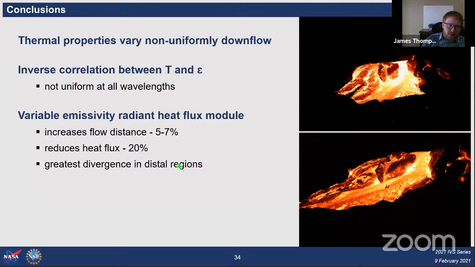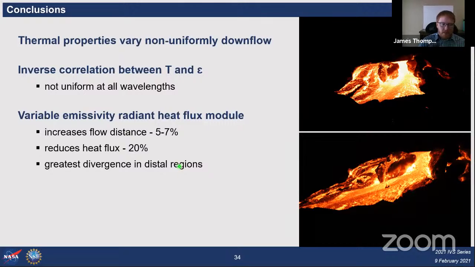Okay, and so with that, I'll just conclude. Thermal properties do vary non-uniformly downflow, and they vary very extensively, both in spatial and temporal space. I've shown there is an inverse relationship between temperature and emissivity, which is not necessarily expected, and this has a strong influence on our heat flux calculations. It's not uniform at all wavelengths, but generally this is the trend that's seen.